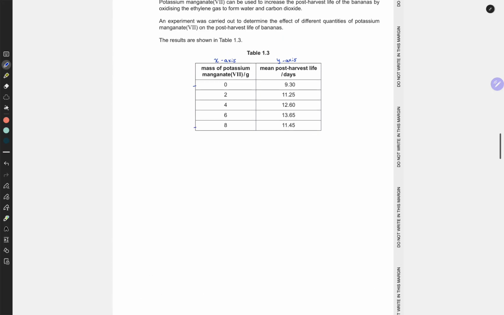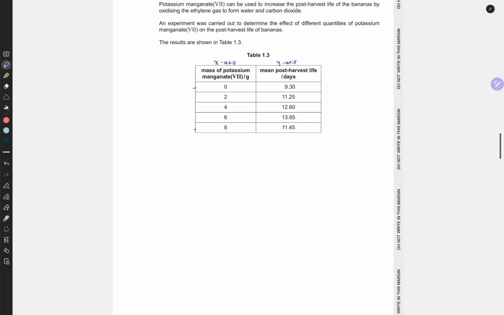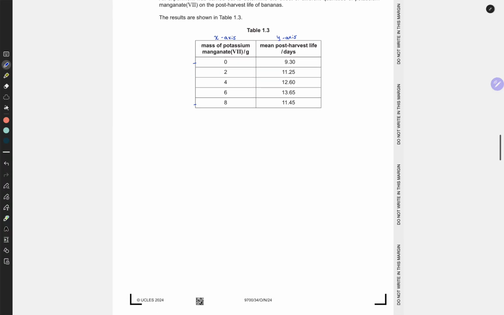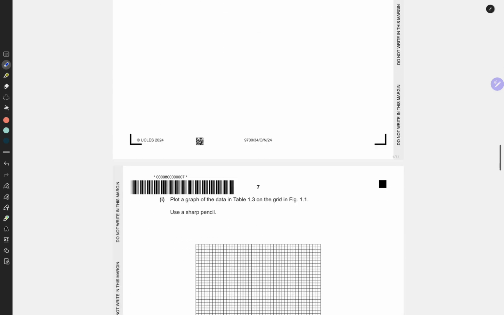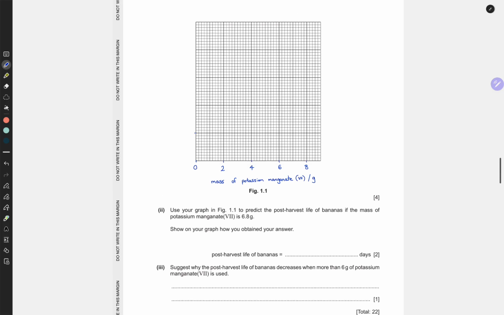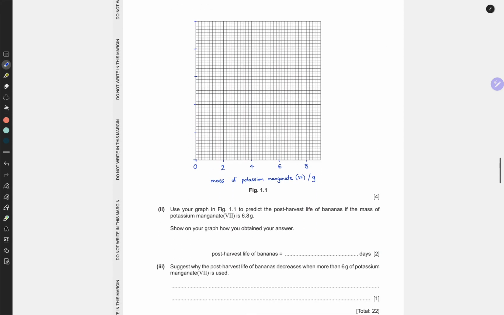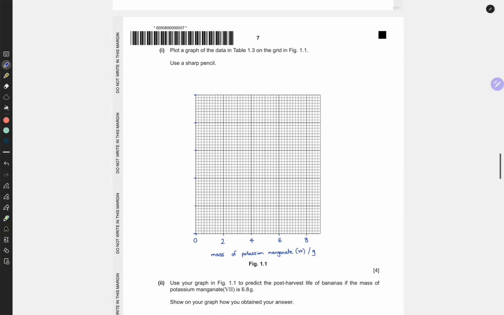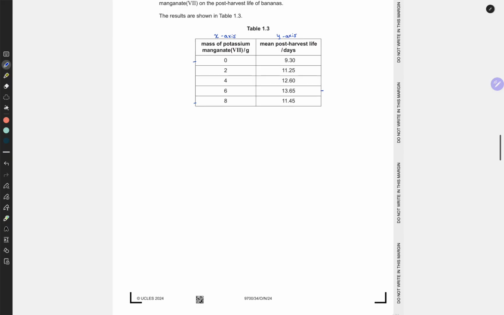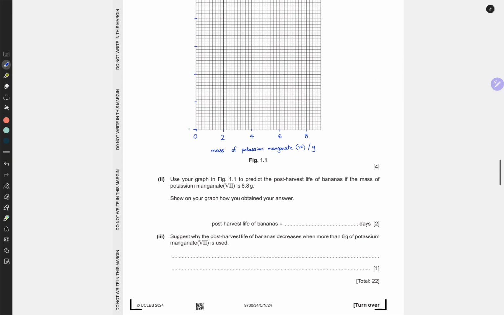Then for the y-axis, it starts at 9.30 and ends at the highest. So here the highest is 13.65. And we have 1, 2, 3, 4, and 5. You are not forced to start with 0. So for example, you can start at 9, 10, 11, 12, 13, and 14. You can start at 9.0 here.